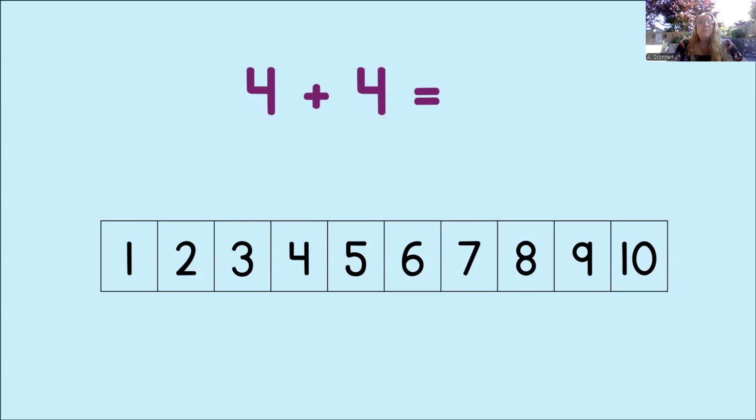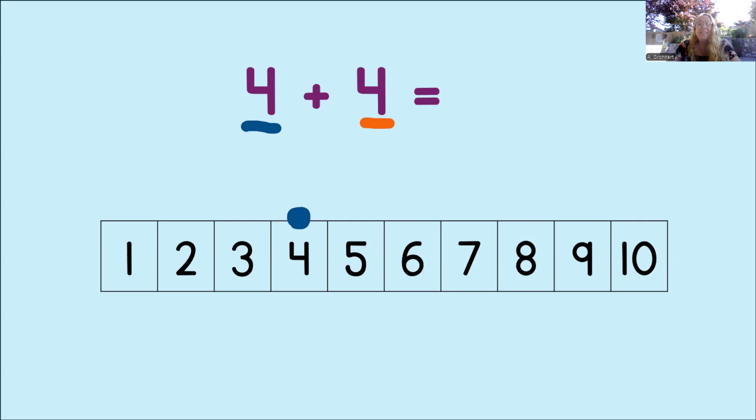Let's do another. Our next equation is 4 plus 4. What do we do first? Yes, we look at the first addend. It's the number 4. So we mark our number line at the number 4. Then, you got it, we look at the second addend. And yes, we count on 4.